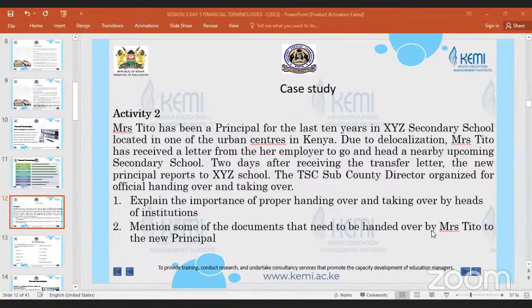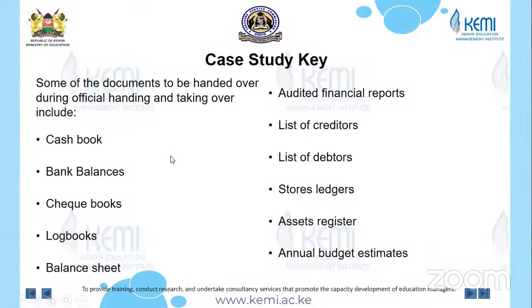So thank you, teams, for responding to activity two. And these could be some of the responses that we made. I believe we have even gone beyond. Some of the items that should be handed over during official handing over or taking over include the cash book. We also have the bank balances, very important. And remember, the bank balances should be immediate. Once the bank statement has been dispensed from the bank, there should be no other transactions as you are handing over. Remember, the change of signatories must follow immediately. Then there are also the checkbooks.